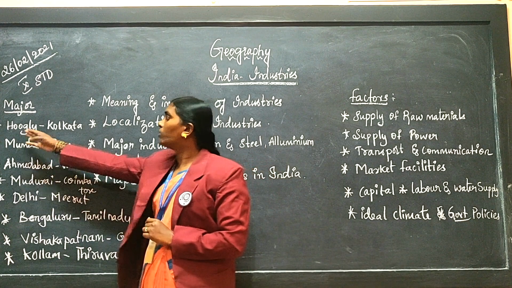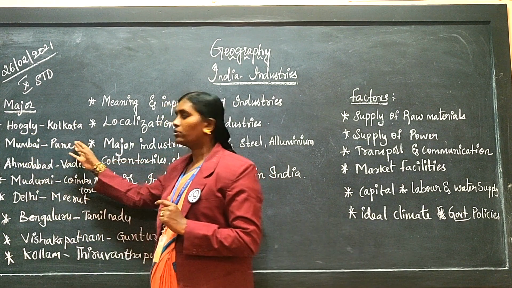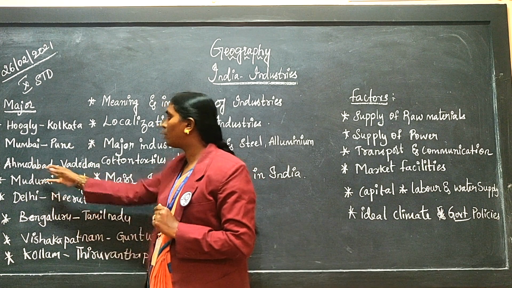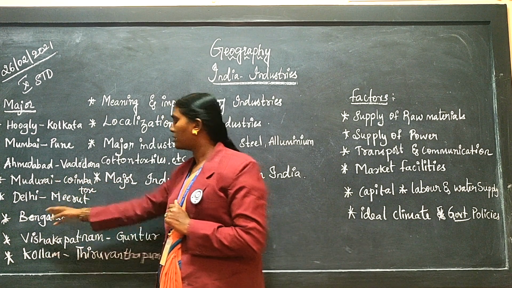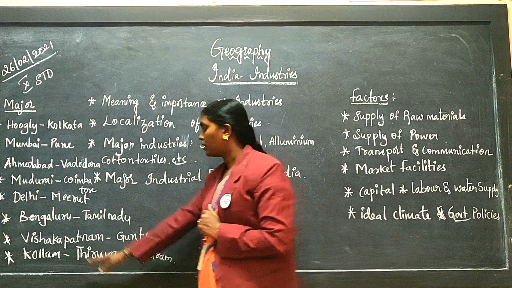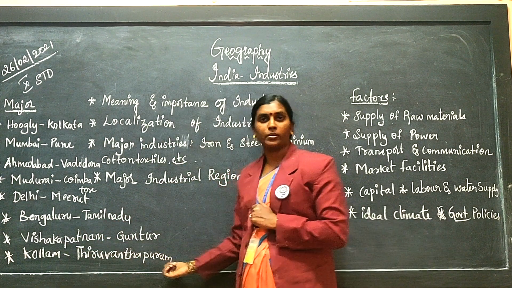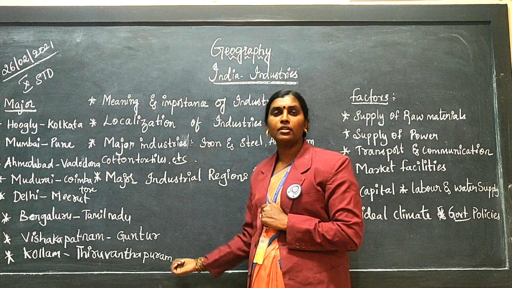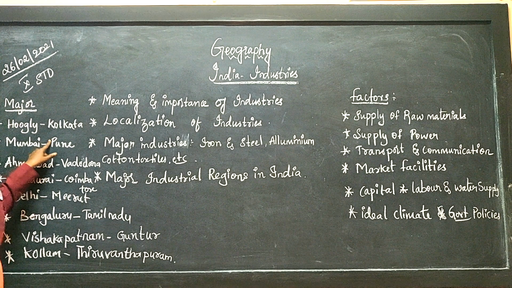So the first region is Hooghly to Kolkata, then the Mumbai to Pune region, Ahmedabad to Vadodara region, Madurai to Coimbatore, Delhi to Meerut, Bengaluru to Tamil Nadu, Visakhapatnam to Guntur, and Kollam to Thiruvananthapuram. So these are the places that we are going to call the major industrial regions of India.